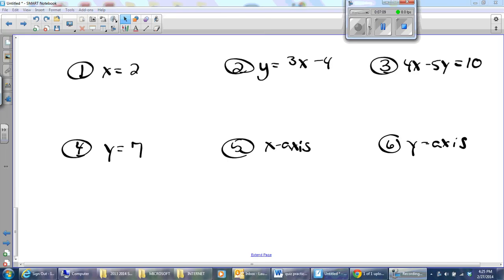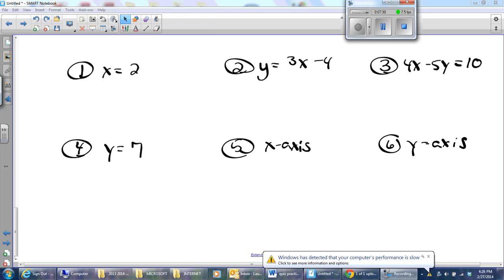Okay, I've got these 6 equations. I want you to pause the video on this and give me the equations of 6 lines that are parallel to these lines. When you're ready to see my solution, go ahead and unpause the video and we'll see if our answers agree with each other. All right, so go ahead and pause the video if you haven't done so already.